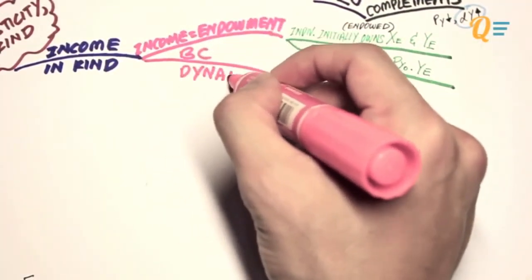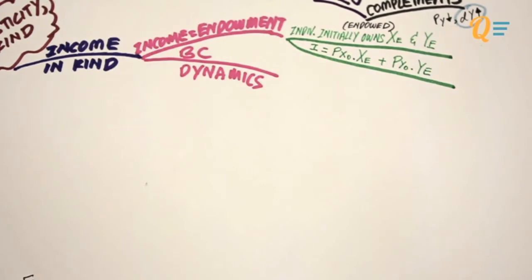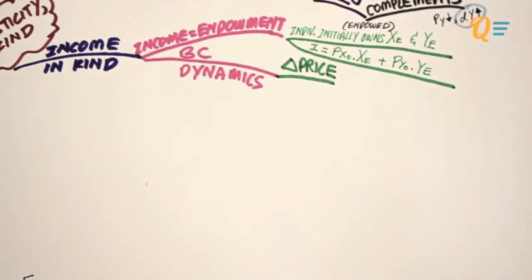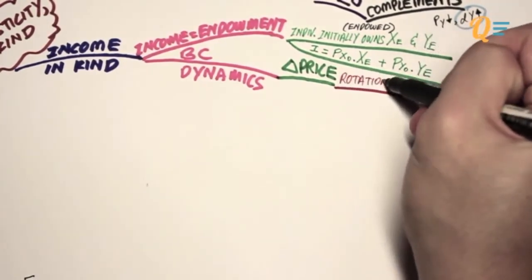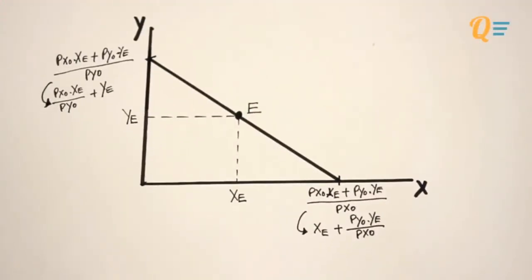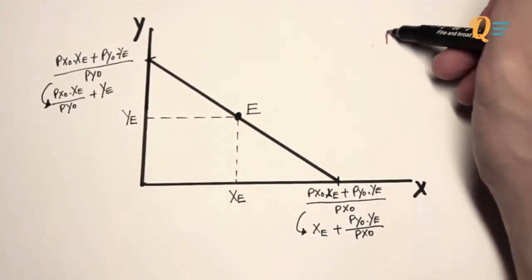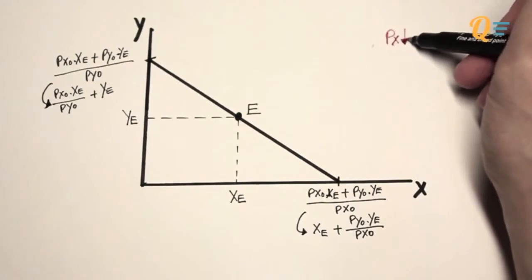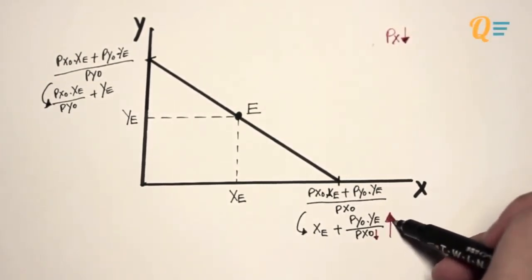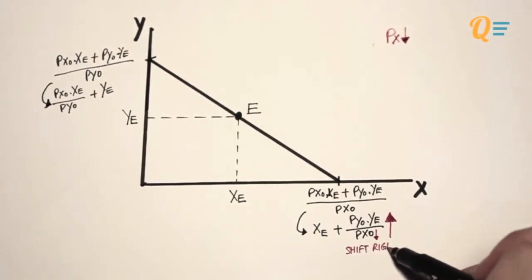So let's talk about the budget constraint dynamics and how the budget constraint is going to move given certain economic disturbances. And what we're going to be focusing on is really just a change in price. So what happens when there's a change in price is that instead of the budget constraint pivoting on the intercepts, it is going to pivot or rotate on the endowment point instead. So let's just say that the price of X is going to fall. Just to use this as a simple example, what you notice is that the denominator here is going to fall, therefore the entire figure is going to increase.